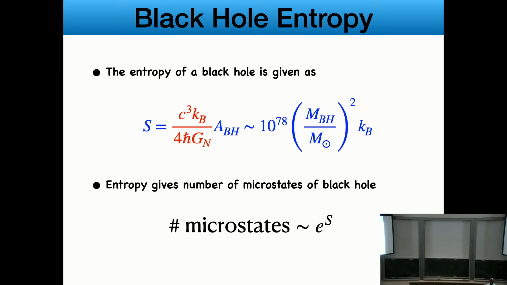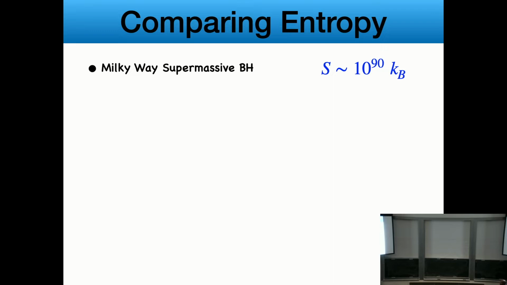So this looks straightforward and benign. Then let's try to put in some numbers and see what we can get. This is where we can best appreciate what the problem of quantum gravity is. Let's take, for example, the black hole at the center of the galaxy, Sagittarius A star.